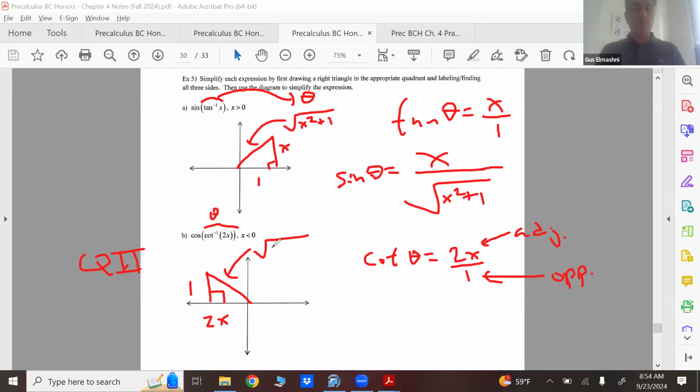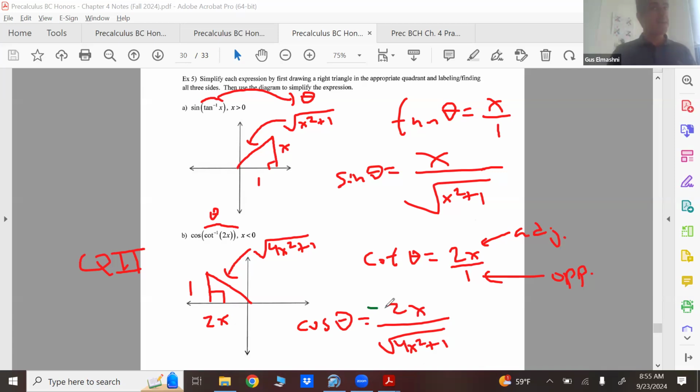You're right, Thomas. For the hypotenuse, it won't matter. It'll be the root of 4x squared plus 1, right? And if I want the cosine of my angle, that's adjacent over hypotenuse, which is 2x over the root. But if you put a negative out in front, your answer would be incorrect, because now that's not going to be a negative answer. Remember, cosine is negative in the second quadrant, and you're told right from the get-go that x is negative. So you've got to leave it like this.